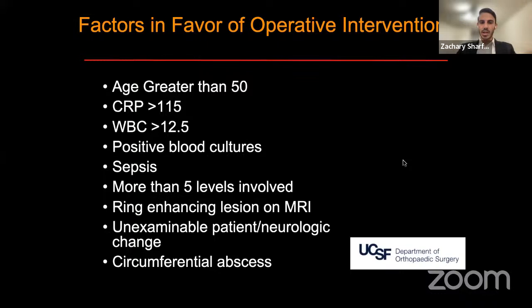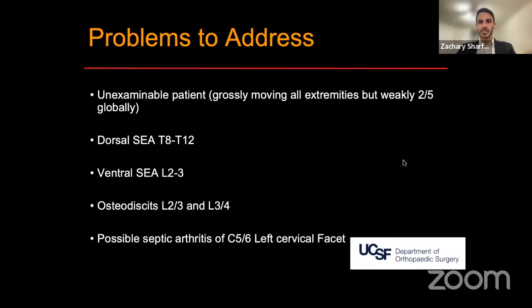Now, this patient was neurologically unexaminable, or the exam was quite limited. And because of that, that's another factor pushing us towards operative intervention, as we can't really trend his exam with medical management. So what problems did we have to address in this case?